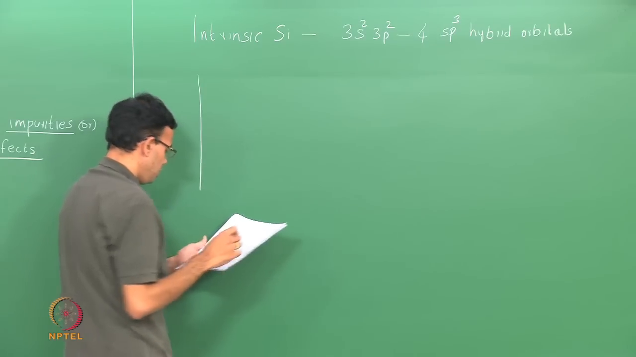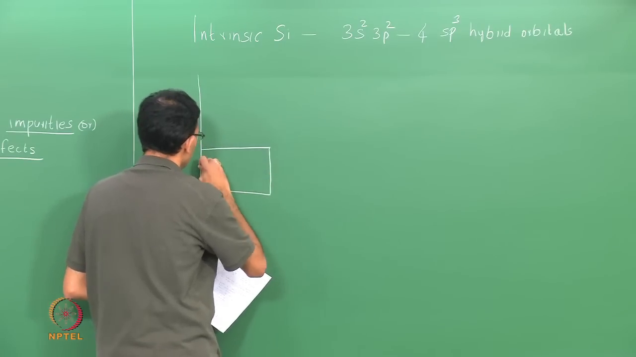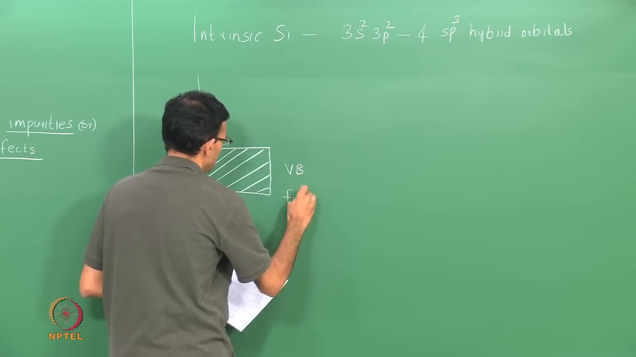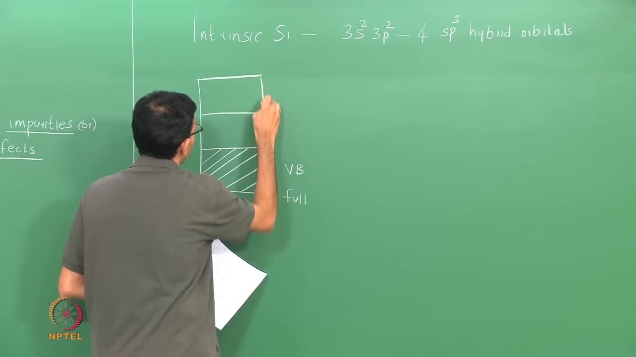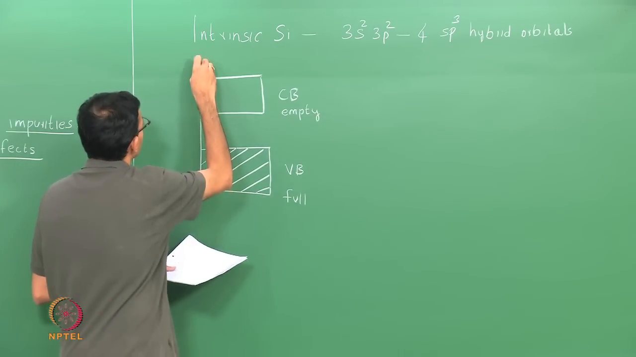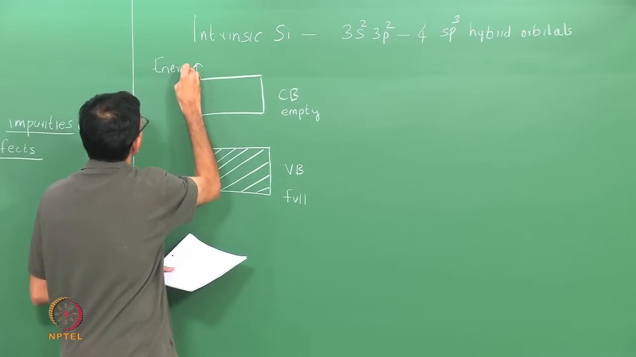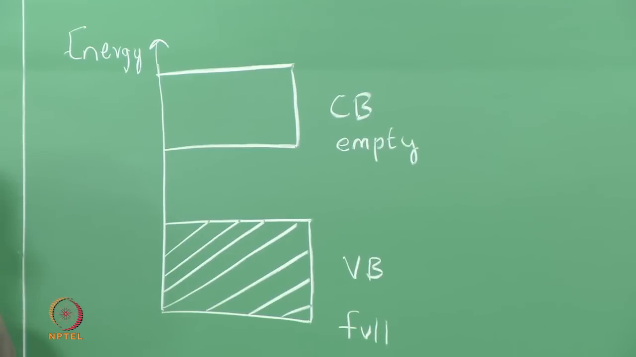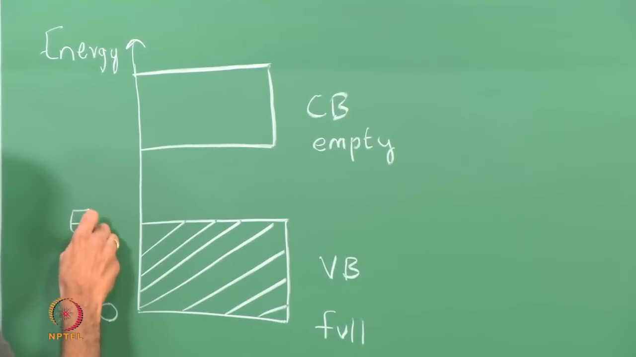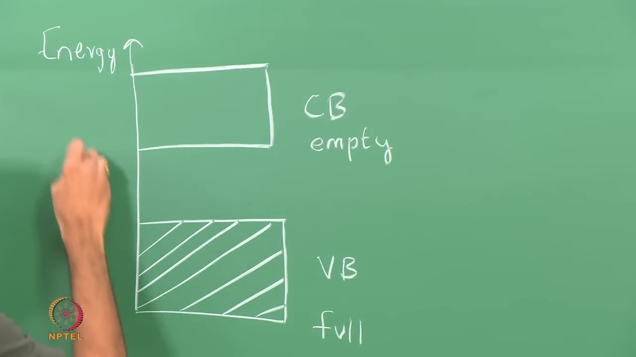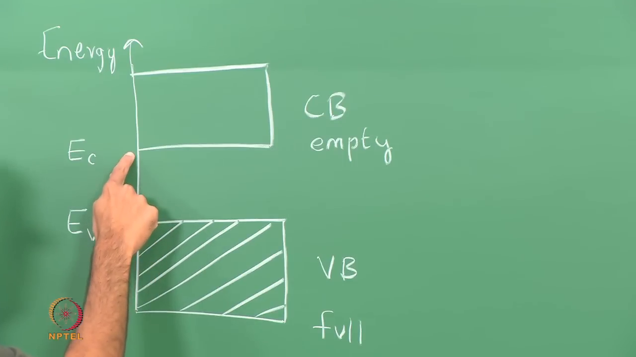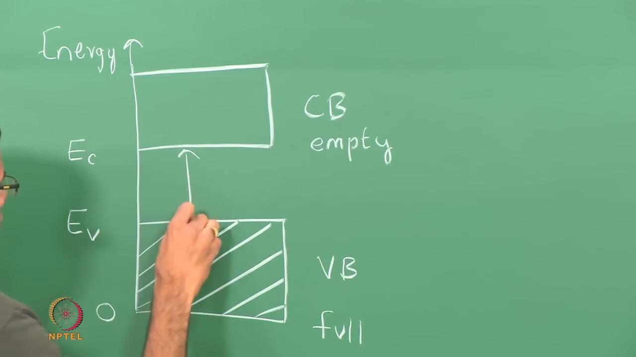You can show this band diagram here. You have a valence band that is completely full. You have a conduction band that is empty. The y-axis here refers to energy. Usually the energy is referenced with respect to the bottom of the valence band. So, the bottom of the valence band is given 0. EV denotes the top of the valence band, and EC denotes the bottom of the conduction band. The difference between the top of the valence band and the bottom of the conduction band is the band gap, we call EG.